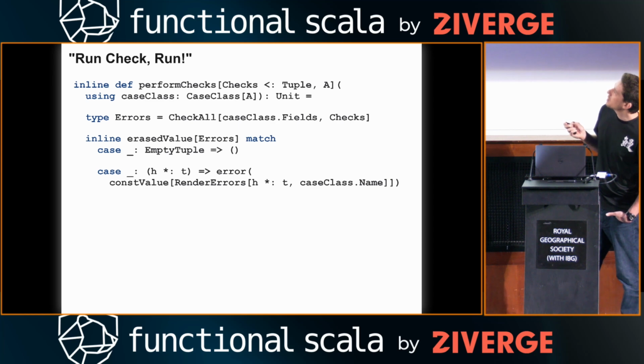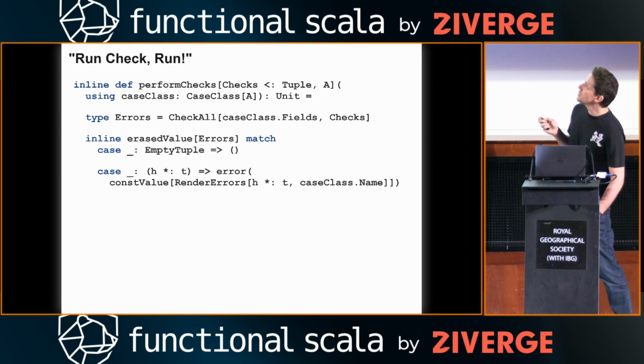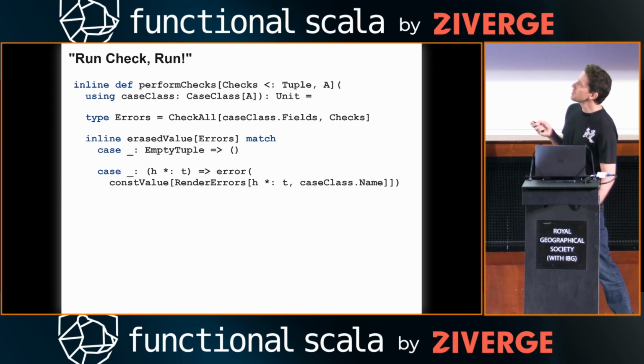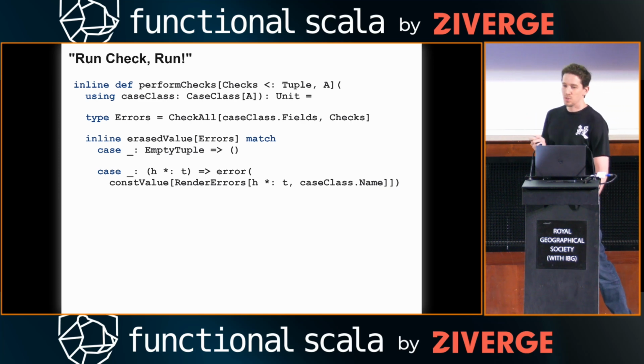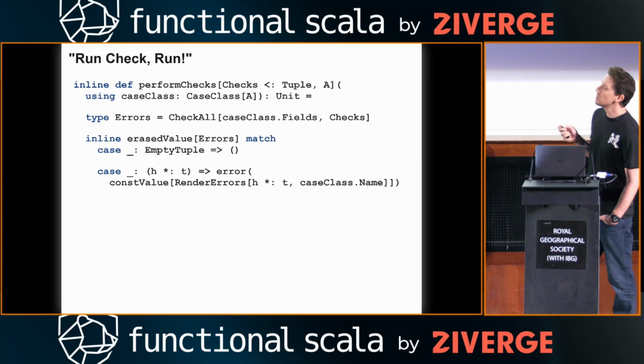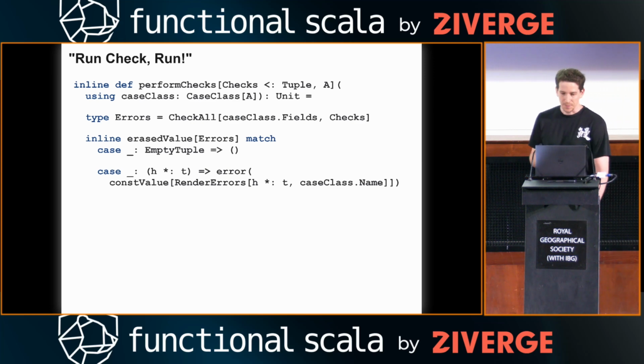take the errors, render them with the class's name, and apply it to constValue, and then back to errors. Now we have a constant string at compile time, which describes all the errors that we had during the application of these checks, and it all can be used directly in error without any limitations. So that's it. We're done, basically.